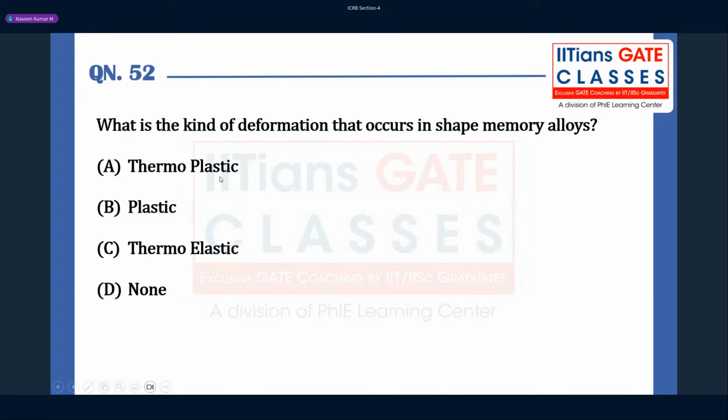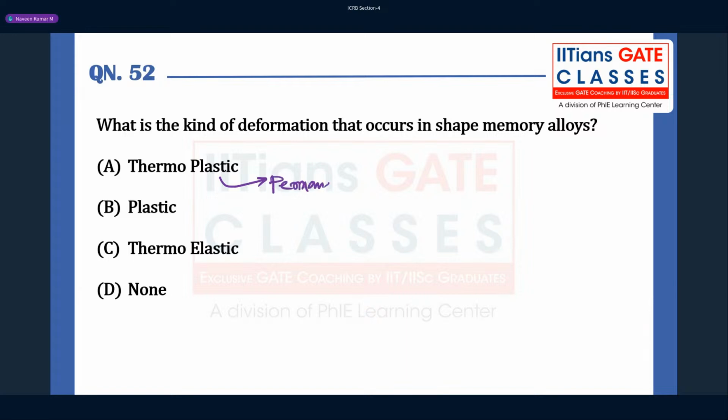So which one of the following is the kind of deformation in shape memory alloy? Is it thermoplastic, plastic, thermoelastic, or none? Okay. So we'll go option by option. Thermoplastic. This thermoplastic is a permanent deformation because plastic means permanent.